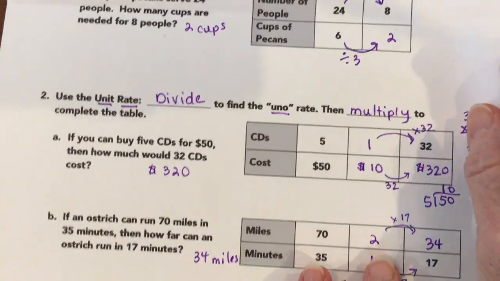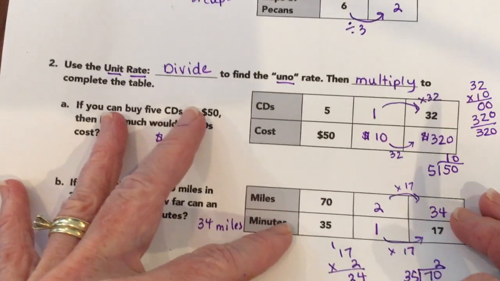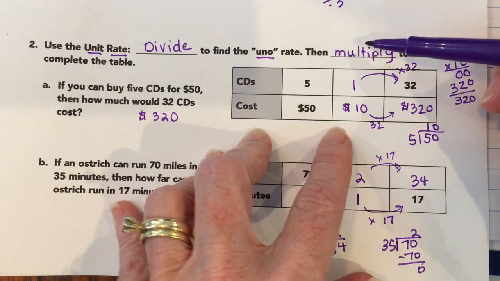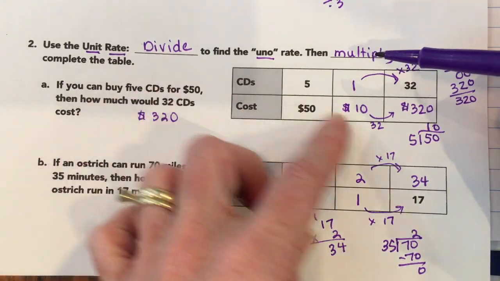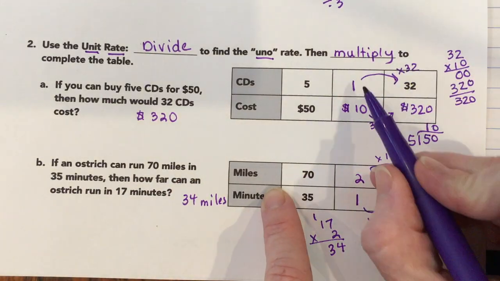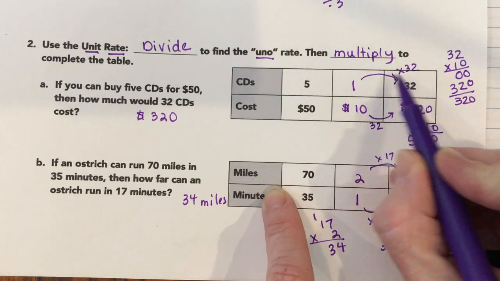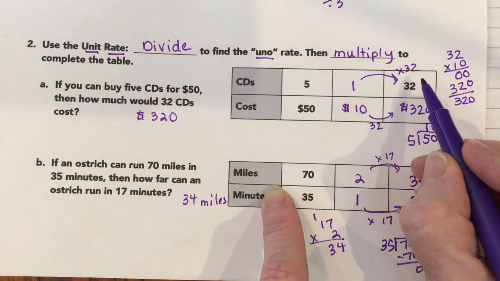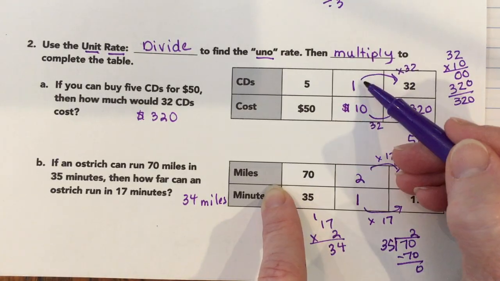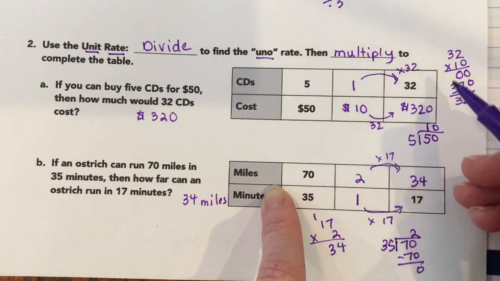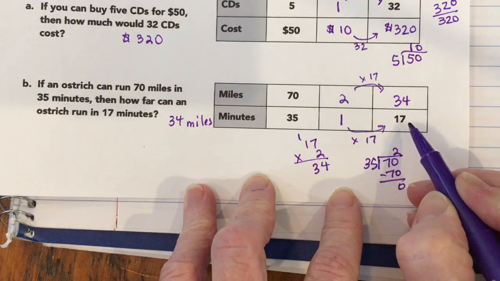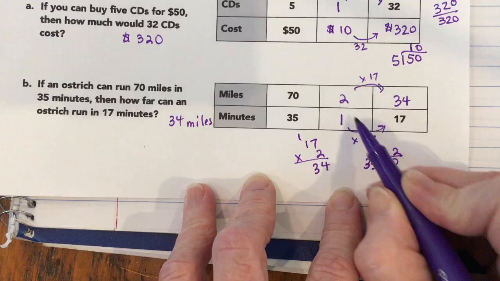Or sometimes scaling is difficult because the numbers aren't pretty, like here, getting from 5 to 32. And so when that happens, you can use the unit rate. Remember, we divide to find the unit rate, the rate for 1. So once we figure out the rate for 1, then we can use scaling, multiplying or dividing. I guess it'll always be multiplying in this case, to complete the table. So we divided to get the cost for 1, and then we used that to multiply and get the cost for 32 here, and then down here we multiplied to get the number of miles for 17 minutes.